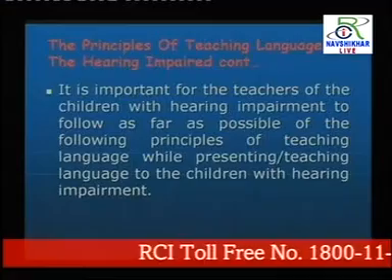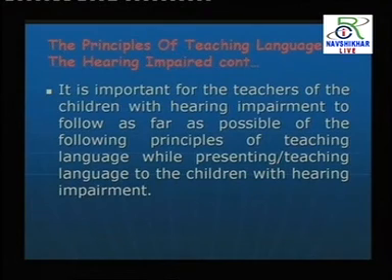So that's why teaching language, or making children with hearing impairment learn language, is the most important task for anybody, including the teachers. It is important for the teachers of children with hearing impairment to follow, as far as possible, the following principles of teaching language. In the following slides, we will be discussing the principles of teaching, that is, what we should keep in mind while we are presenting or teaching language to children with hearing impairment.